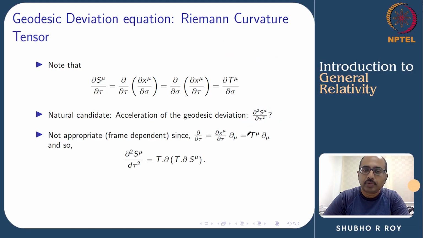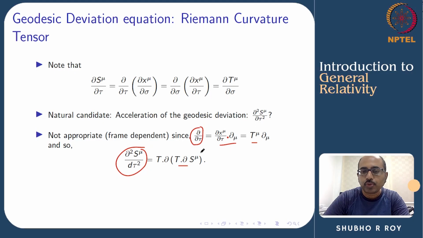Now, this will not be very appropriate, because if we write down this rate of change with respect to tau, I can use the chain rule to write del x mu del tau times del x mu, or del mu for short. And del x mu del tau is just the tangent vector T mu. So T mu del mu. So for this acceleration, the second order tau derivative of S mu, I can write each d d tau as T dot del. So T dot del acting on S mu, and then T dot del of the whole thing, because it's the second derivative. So this is not a frame covariant thing.